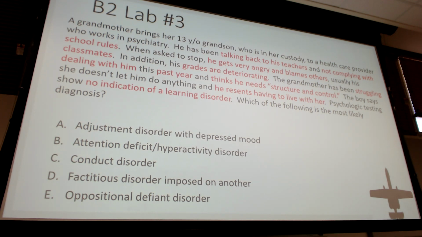He's not autonomous. He's not 18 making him 19, making his own decisions. So looking at it both ways. But in this question, we're just talking about the grandson. Good. So we're looking at diagnosis. Let's work our way through this. Adjustment disorder with depressed mood.